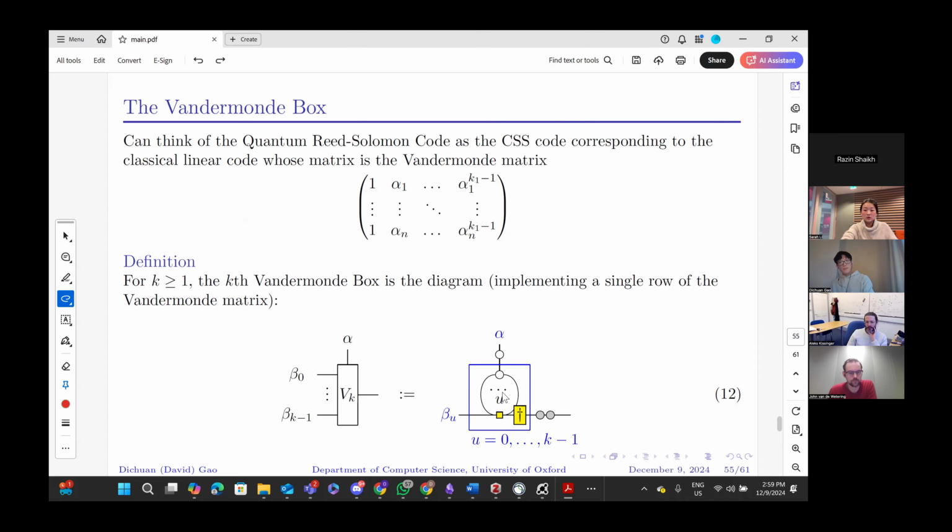Then a generic CSS code, I guess. So in 2D, each of those boxes you could say is just picking out a subset of all the logical bits and the stabilizers to plug into that spider. And here you're saying it's a more complicated configuration of multipliers, which always comes from this matrix. Is that right? Yep, exactly.